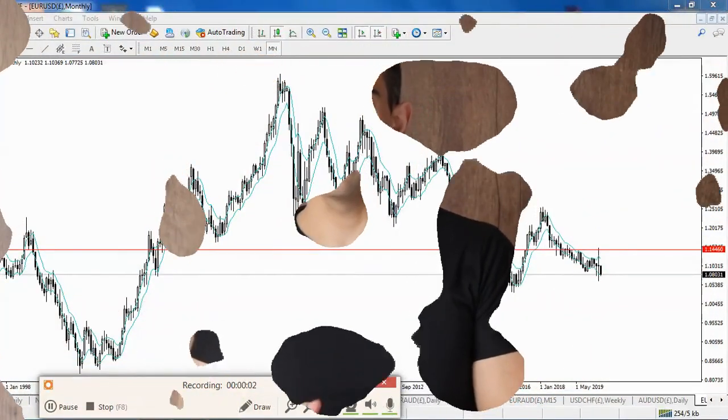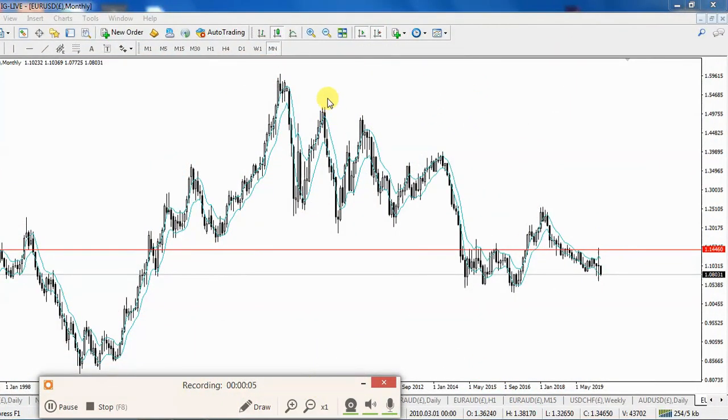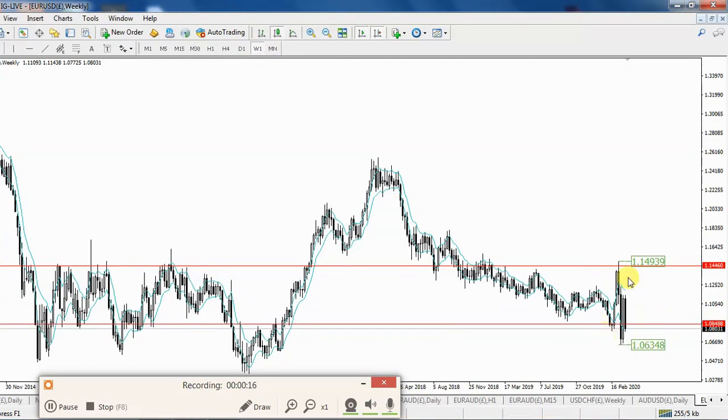Now let's jump into the screen. Starting with the euro against US dollar from the monthly time frame. Last month we had this spinning top candle, and if you want to have a bit of a clearer picture, we need to go to the weekly time frames.